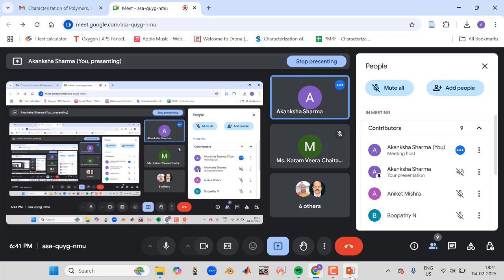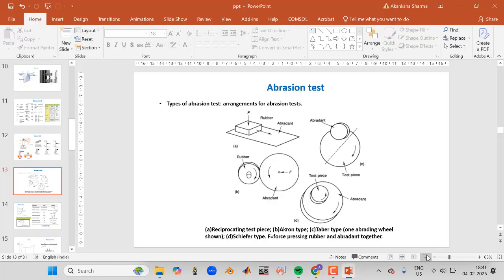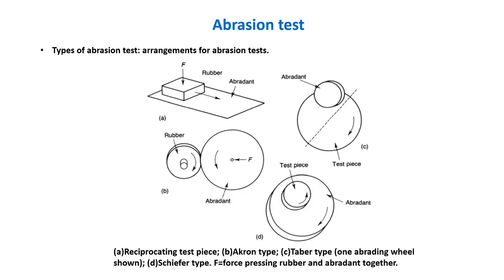Depending upon the arrangement of the abrasion test and the abradant, we have different types of abrasion tests. For example, a reciprocating abrasion. Suppose this is the material and this is the abradant. The material specimen is moving in a reciprocating direction on this, and the volume loss or the amount of wear from the surface we can calculate by weighing the material or by knowing the volume loss. We can test the abrasion property.